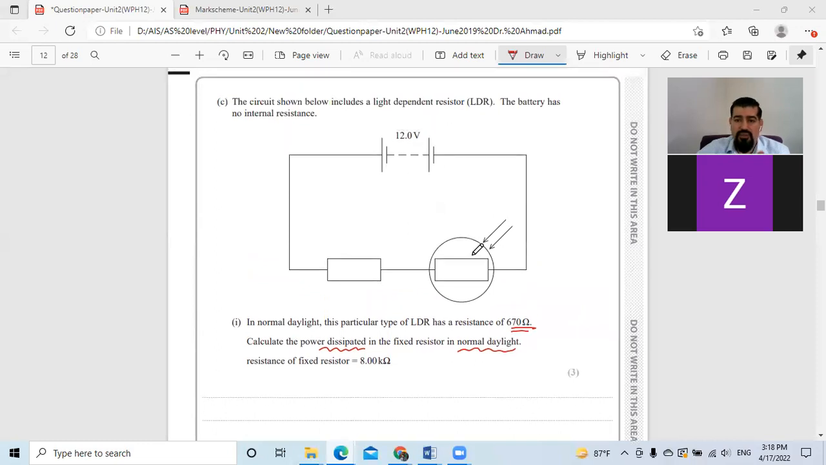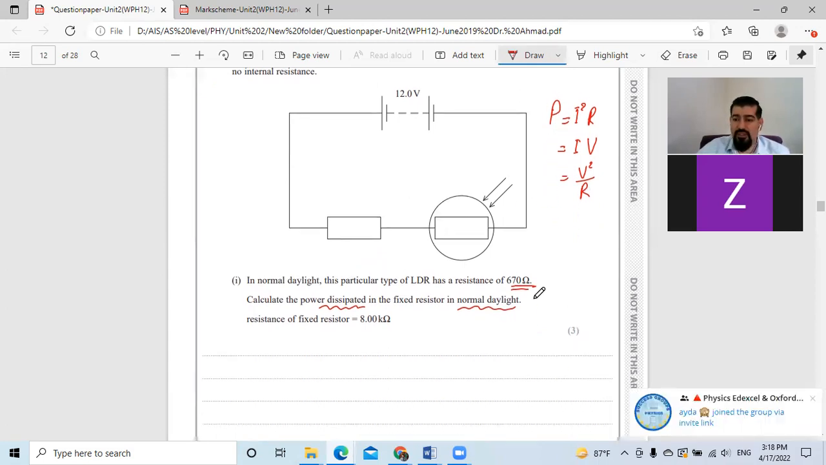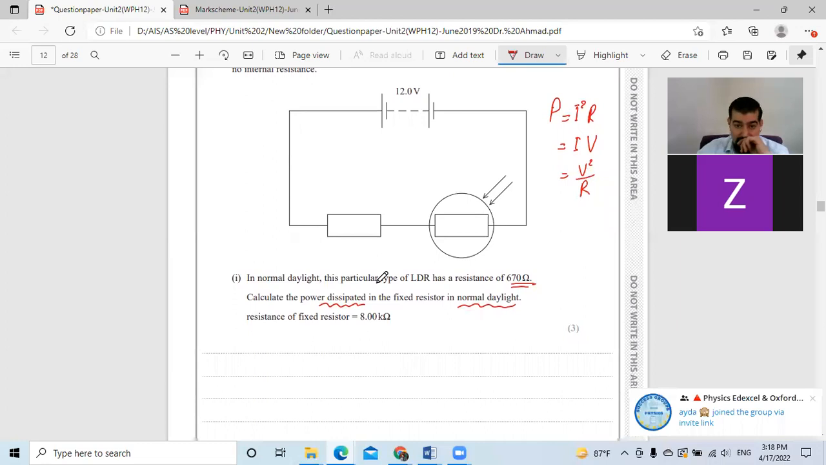So we have to know that these two are connected in series. The power dissipated, we can find by different ways. We know that power equals I squared R, or we can find it with IV, or V squared over R. Whatever the value you use, you have to make sure that the current, the voltage or the resistance is that of the fixed resistor, because they ask about the fixed resistor. First of all, we know that they are connected in series.